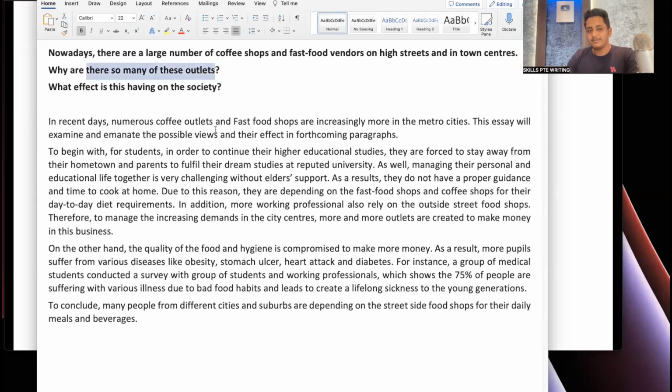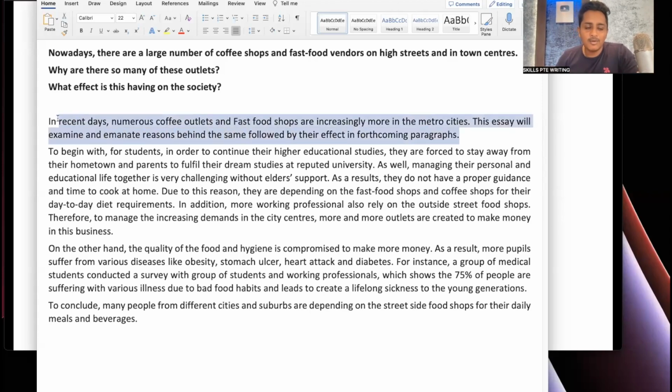The possible views and their effect. Probably they could have just said we'll examine and elaborate on the reasons behind the same, followed by their effect in upcoming paragraphs. Perfect. This is enough. Don't write a lot in the first paragraph. Getting it? So now we go to the second paragraph.